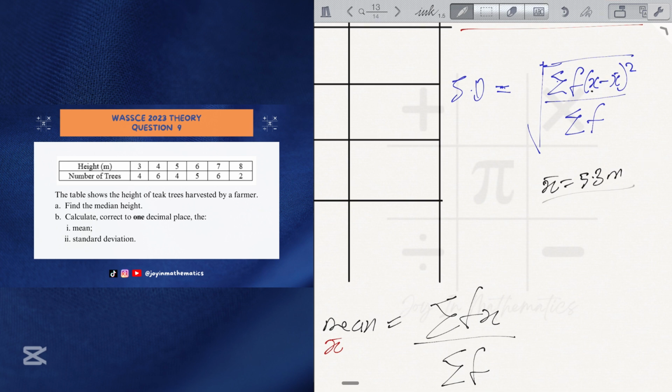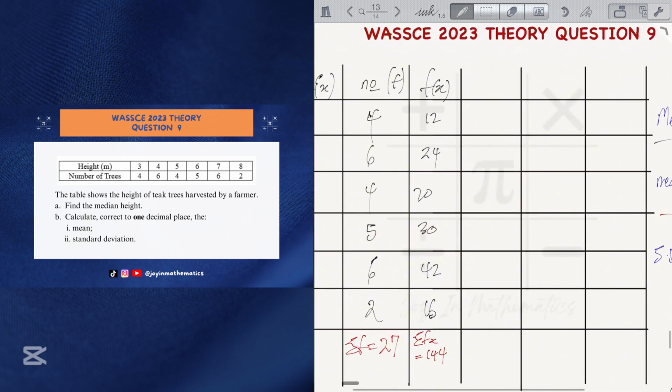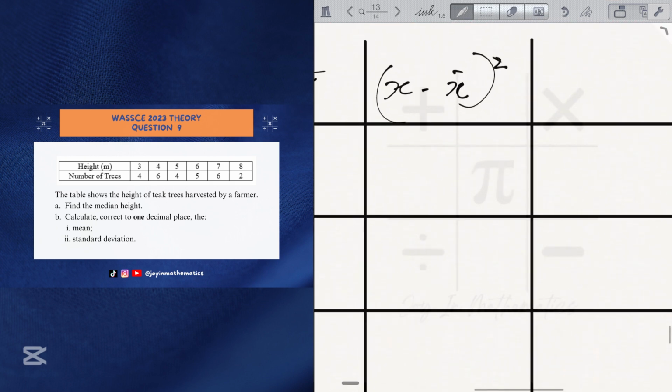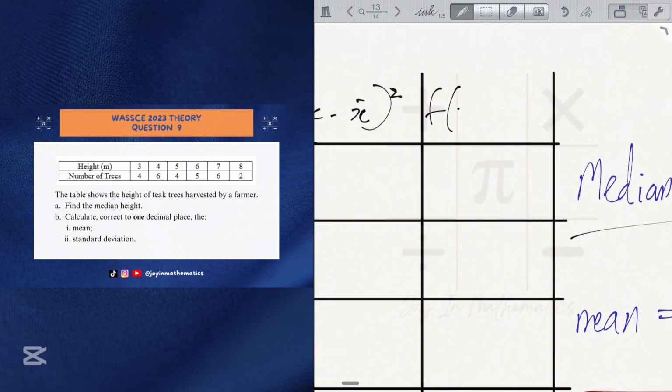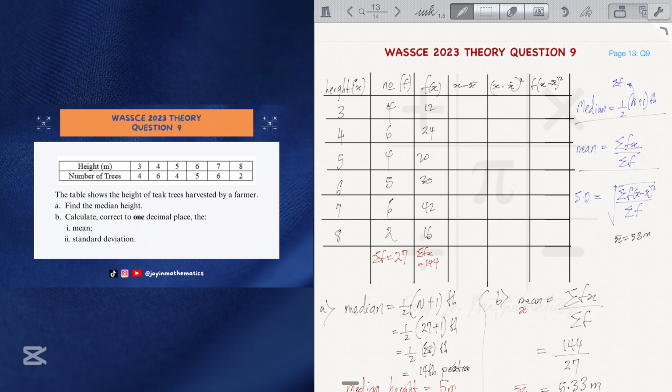So the first thing we'll do is evaluate x minus x bar, followed by x minus x bar squared, then we'll multiply it by f. So what we are doing is, for x, we'll have x minus x bar, we will square it. Once we square it, we will multiply it by the frequency. So let's complete this table together now. Remember that x bar is equal to 5.3. So x minus x bar, let's begin. So this is our x and this is our frequency.